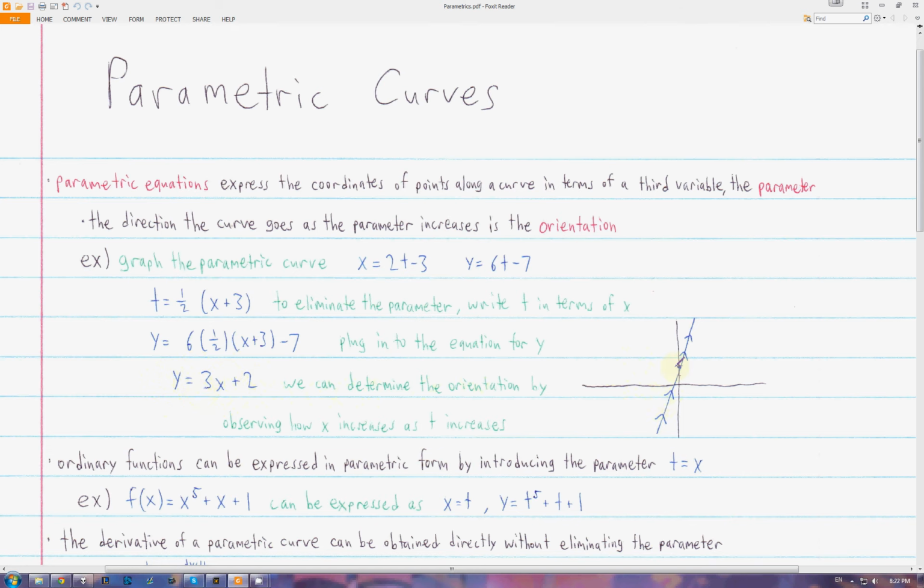And so here is the graph of these parametric equations. You can see the orientation is represented by these arrows. We can find the orientation by seeing that as t increases, x increases and y increases too, which means the orientation must be going this way as t increases.